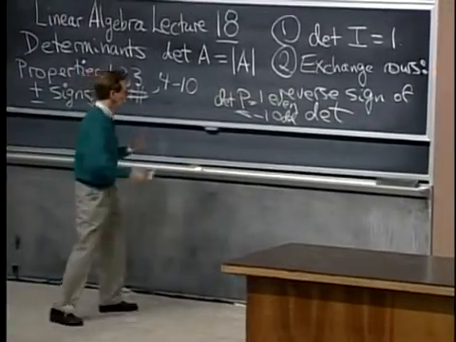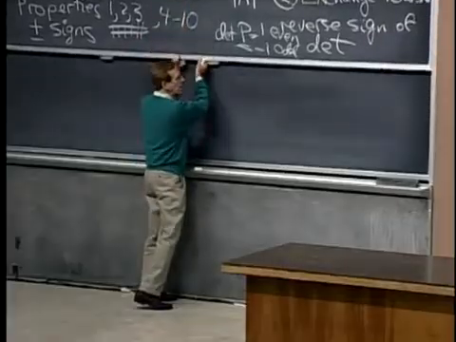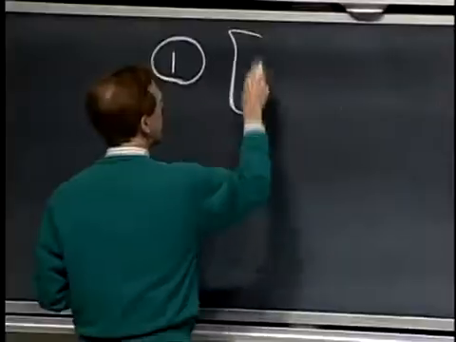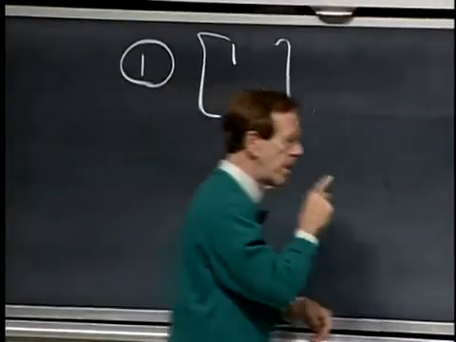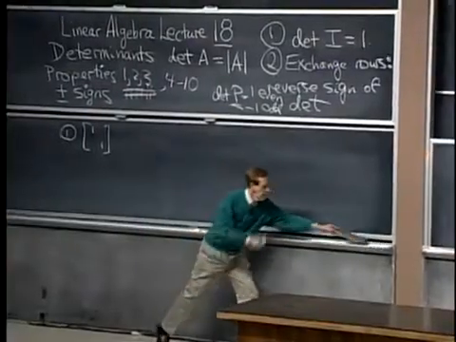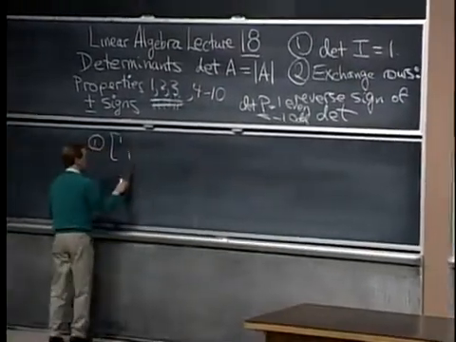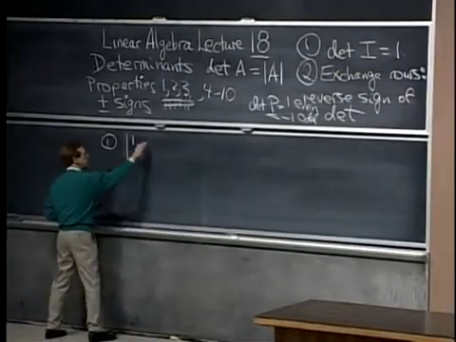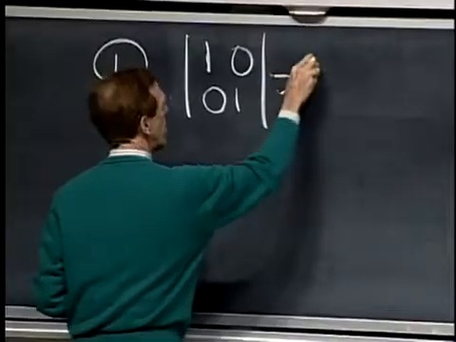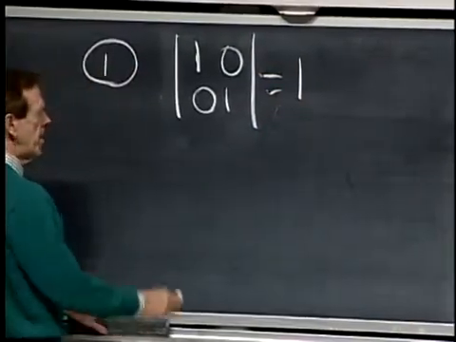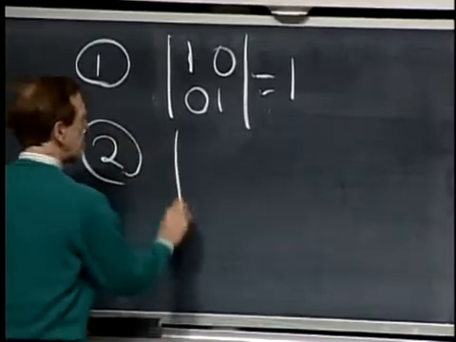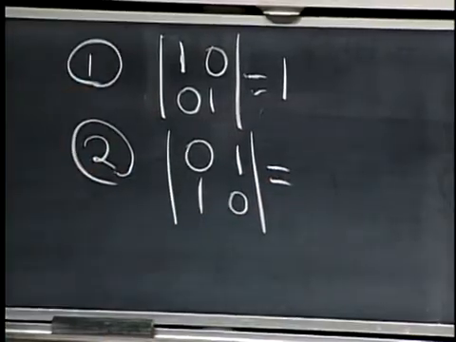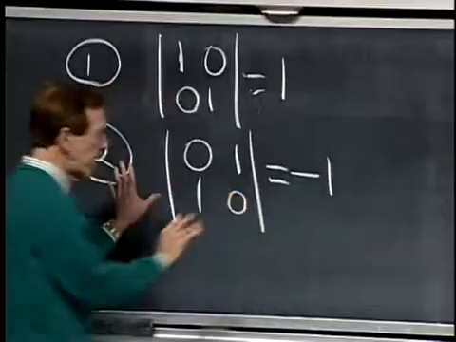Okay. So if I could carry on this board, I could do the 2 by 2s. Property 1 tells me that this 2 by 2 matrix, I better write vertical bars, not brackets, for that determinant. Property 1 said, in the 2 by 2 case, that this matrix has determinant 1. Property 2 tells me that this matrix has determinant, what? -1. This is the 2 by 2 case.